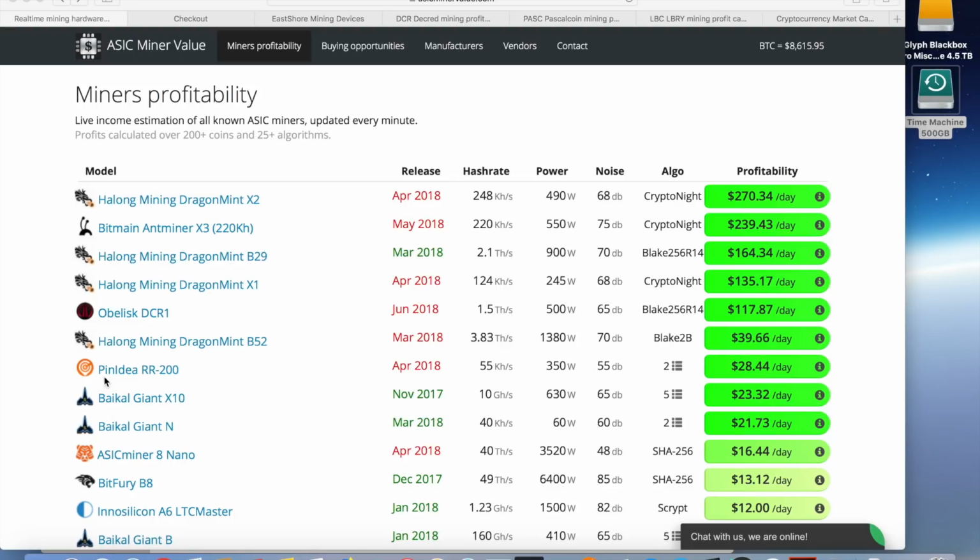You know this Pin idea, RR200, that's a Kryptonite, okay? You also have the, where the hell is it here? The Giant N, okay, that's also a Kryptonite. So a lot of these miners that have a very high profitability are all Kryptonite, okay? And I'm just not willing to take that risk, okay?